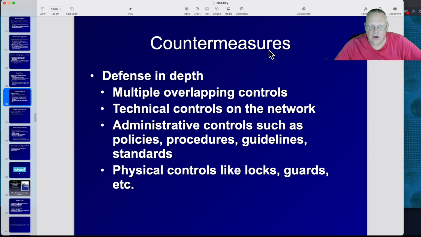All right, so countermeasures. To stop these sort of things, you can have multiple overlapping controls like administrative controls and then physical controls. This is what you have to deal with in any of these systems where people might penetrate your defenses, and you want to have layers of defenses, so if they get through one defense, there's another defense that might stop them.